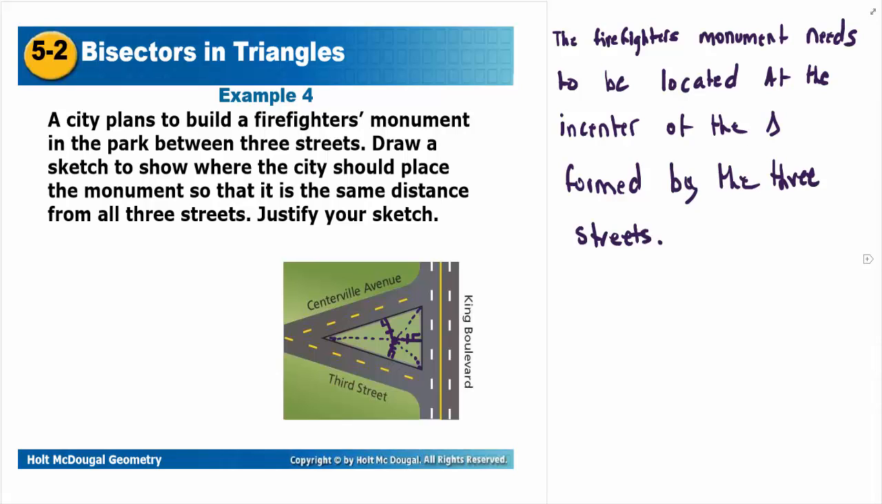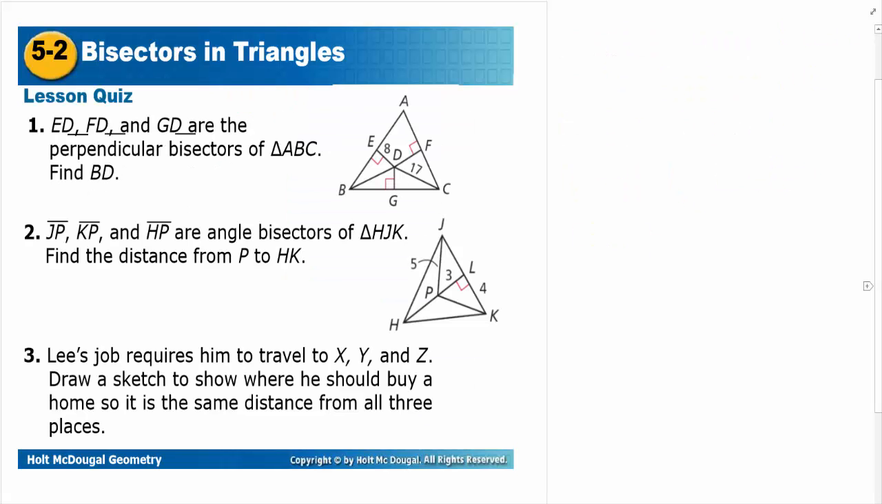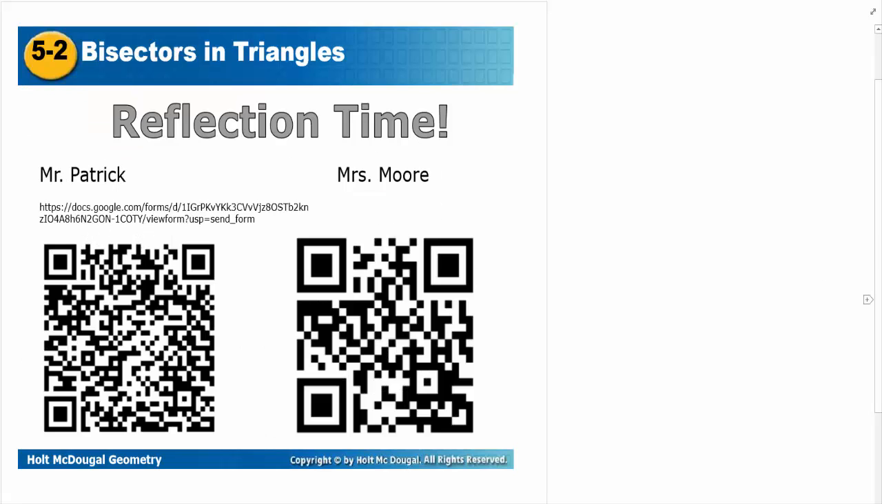As you get into 5.3, which is talking about more concurrency points, there's more to learn. So make sure you're learning these as you go. And hopefully, I went over some of these in class already. So again, we've got our lesson quiz, a real quick one, 1 through 3. Once you do the lesson quiz, do your reflection, and I'll see you guys in class.